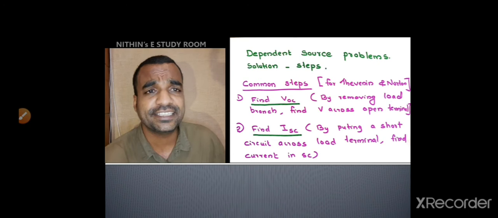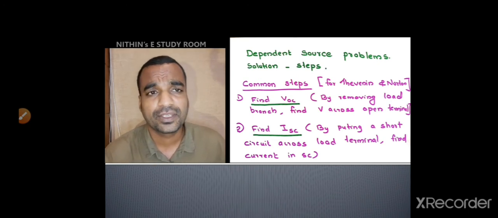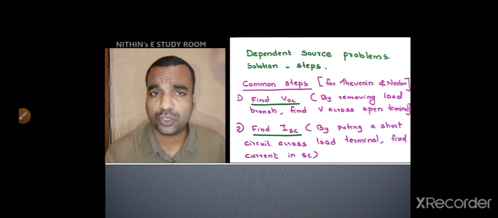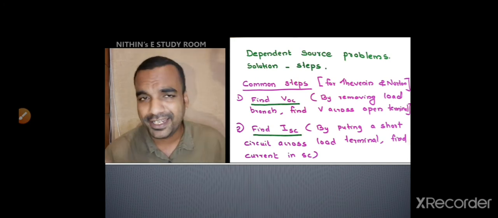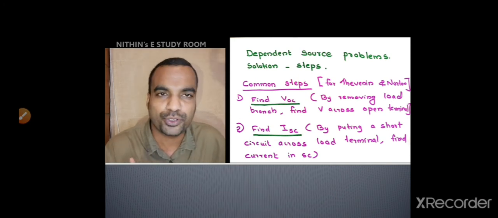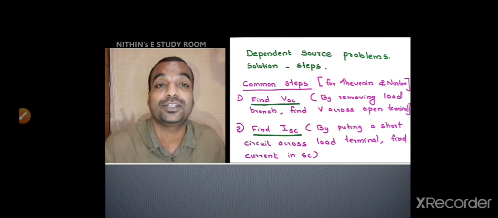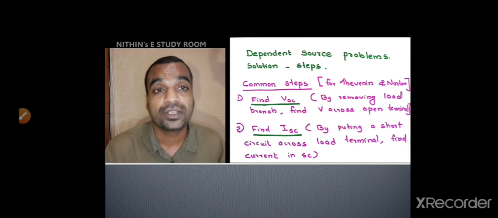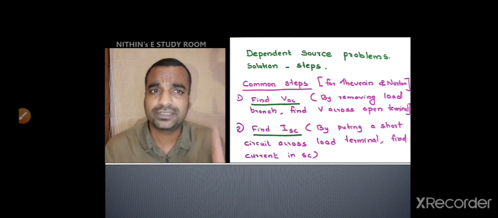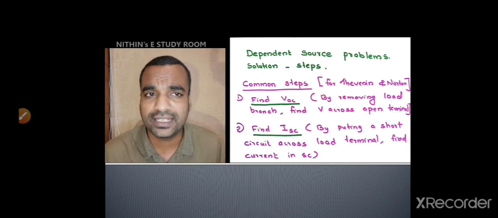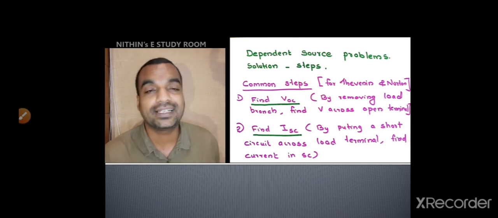And what is ISC? Second step. For finding RThevenin or R Norton. In case of a Thevenin problem, you have to find RThevenin. In case of a Norton problem, you are going to find R Norton. But both these values and both the procedures are the same. So whether it may be RThevenin or R Norton, the first step is finding VOC and the second step is finding ISC. How you can find ISC?